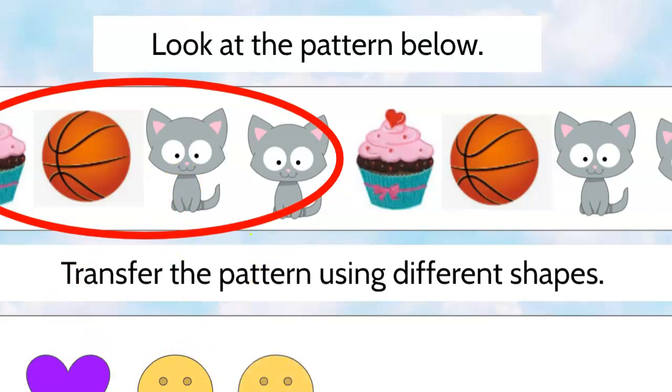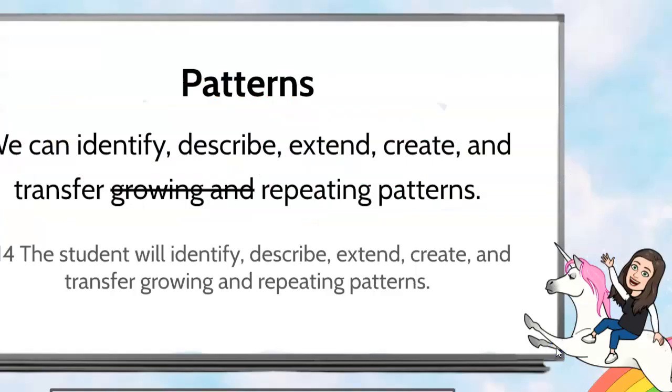And we know that we're using a happy face for a cat, and we need 2 of those. So we can continue our pattern. Rectangle, heart, happy face, happy face. We transferred the pattern just with a different way. So look what we did today. We did this. We can identify, describe, extend, create.